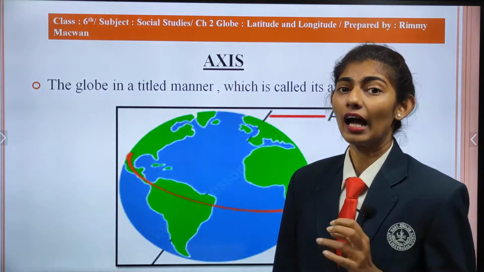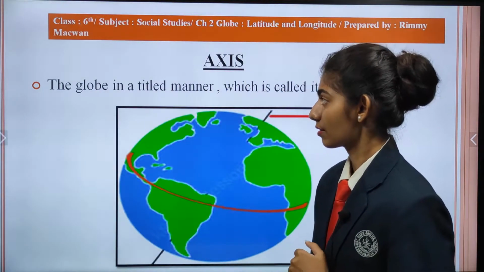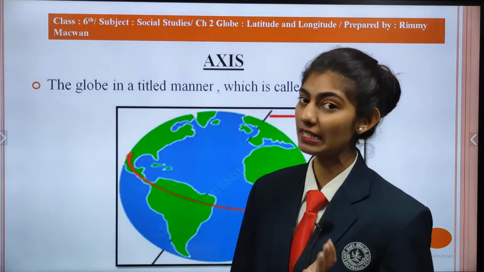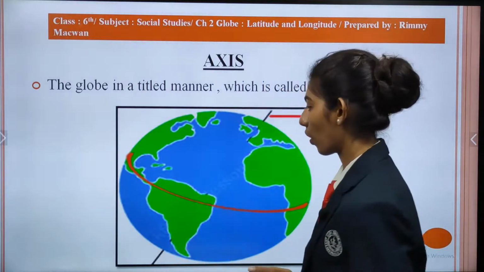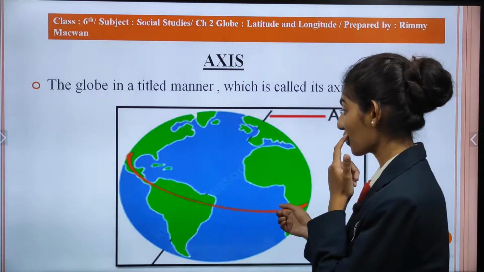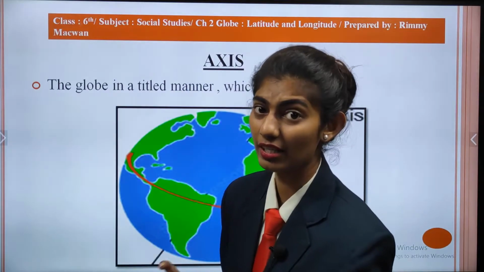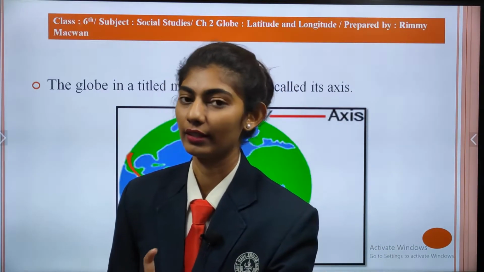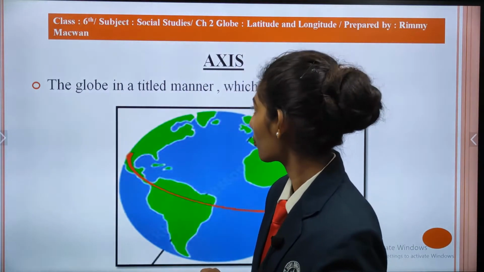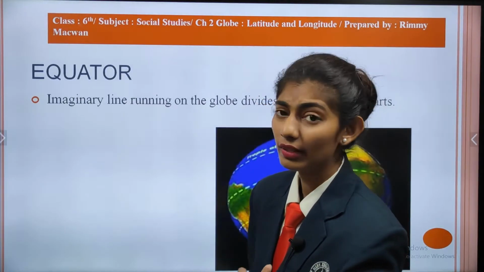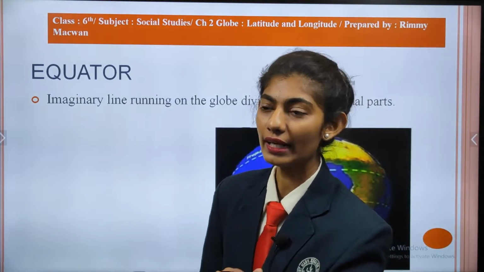Then let's talk about axis. The globe is in a tilted manner, which is called axis, as you can see over here. And is this axis imaginary or real? Yes, it is imaginary.